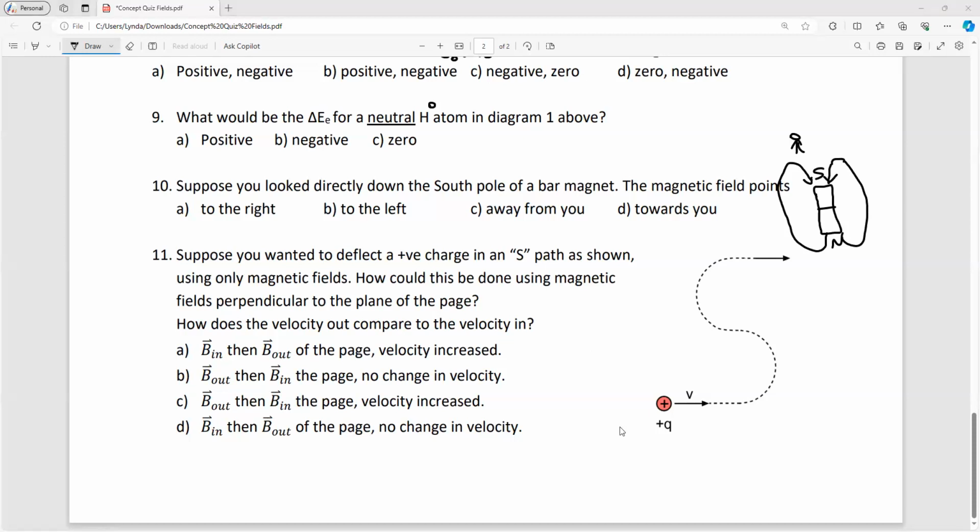Okay, and let's check the last one. Suppose you wanted to deflect a positive charge in its path as shown, using only magnetic fields. How could this be done using magnetic fields perpendicular to the plane of the page? How does velocity out compare to velocity in? Okay, positive particle, so it's the right-hand rule.